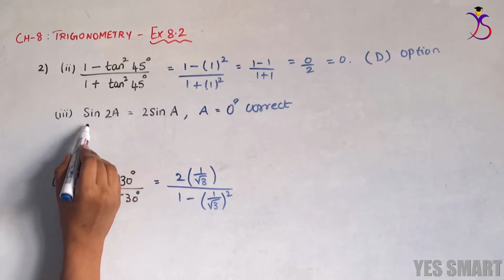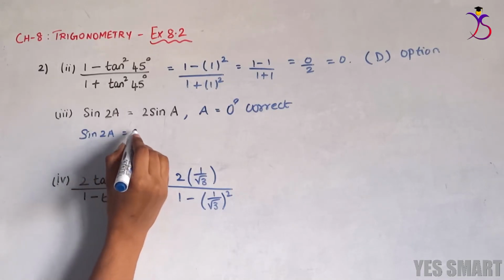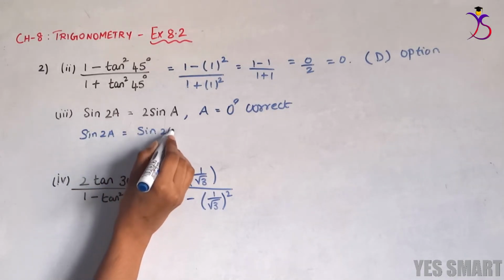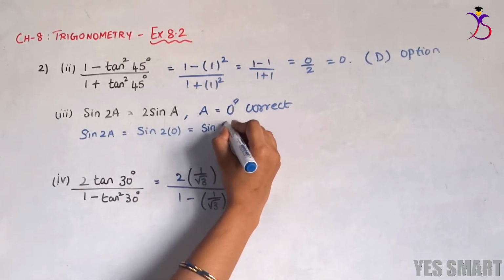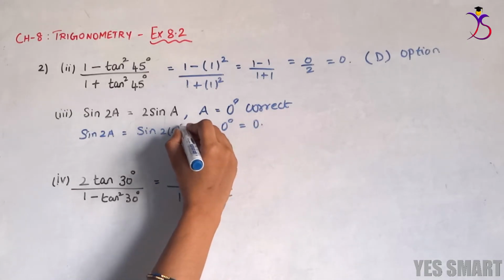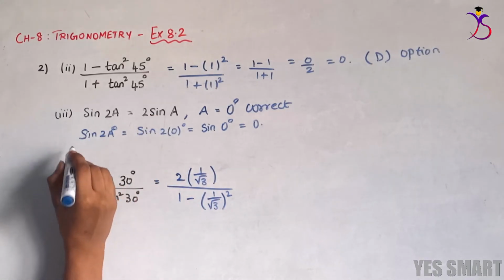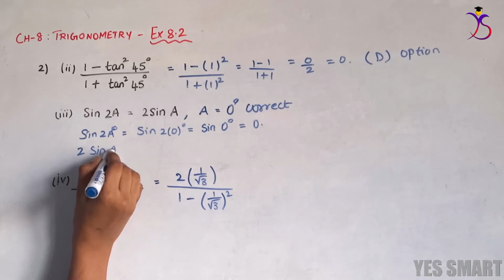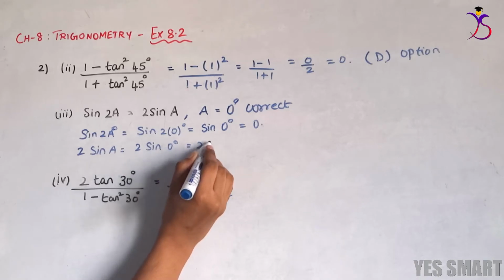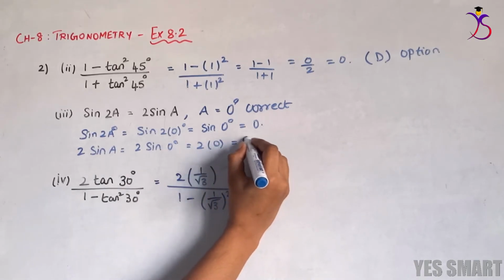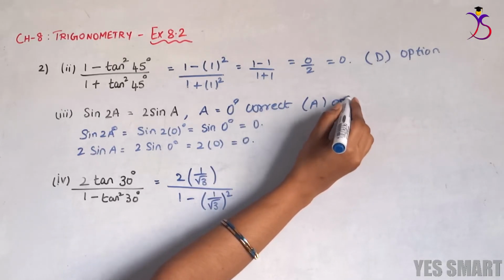Now sine 2a equal to sine 2 into 0. Instead of a, I am just writing 0, which is equal to sine 0 degree, which is 0. Similarly, right hand side 2 sine a, which is equal to 2 into sine 0 degree, which is equal to 2 into 0, which is 0. Therefore the LHS is equal to RHS. Hence a equal to 0 degree is correct. A option is correct.